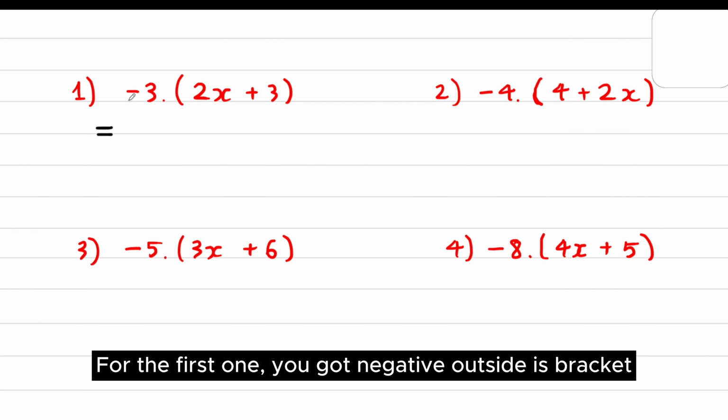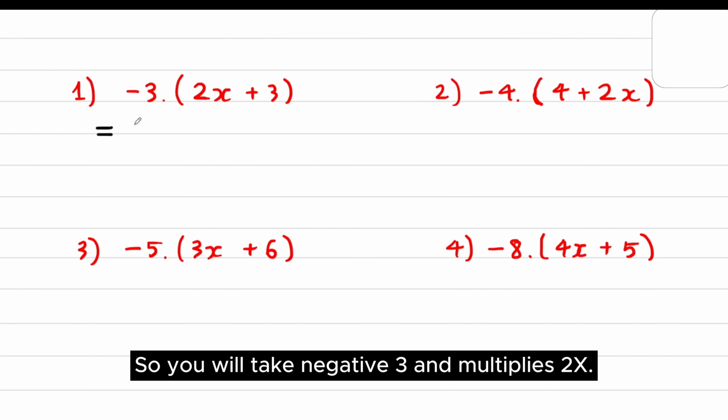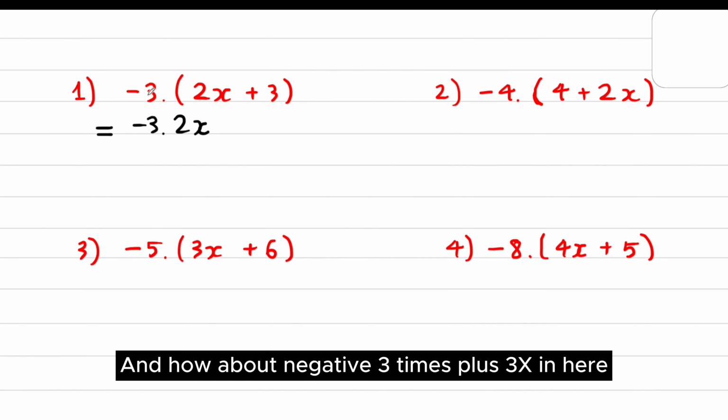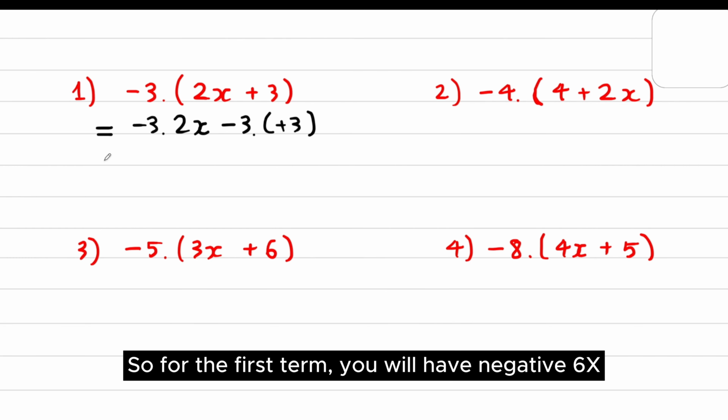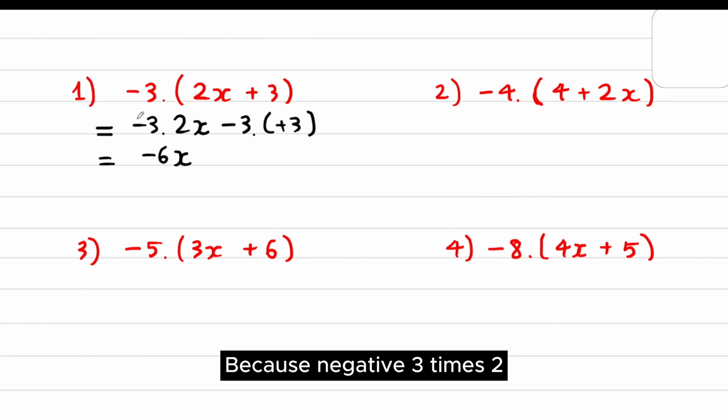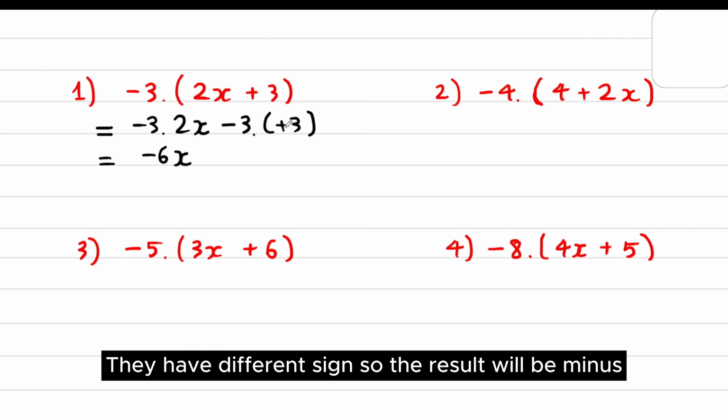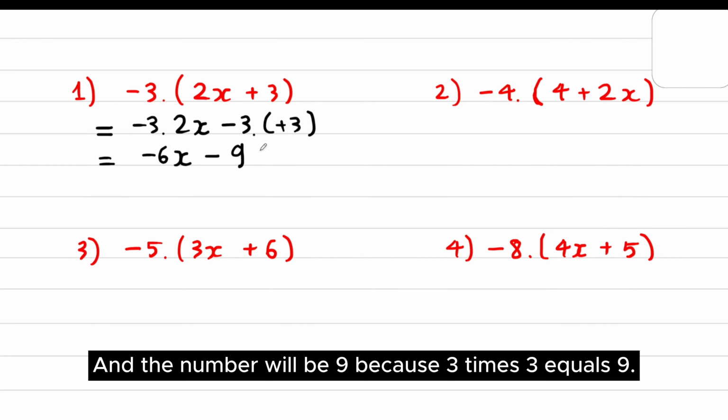For the first one, you have a negative outside this bracket, so you take -3 and multiply by 2x. And how about -3 times plus 3? You can write it out like this, -3 times plus 3. For the first term, you will have -6x because -3 times 2 is -6. For the second one, they have different signs, so the result will be minus, and the number will be 9 because 3 times 3 equals 9.